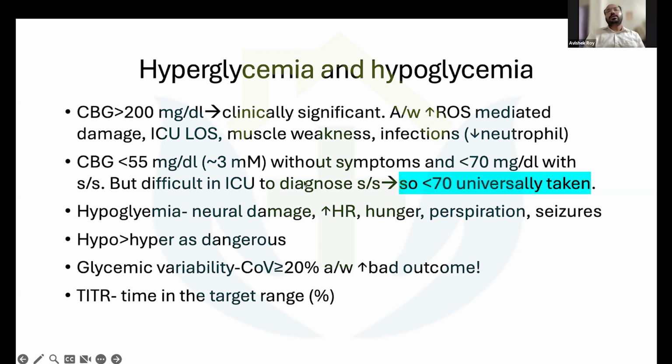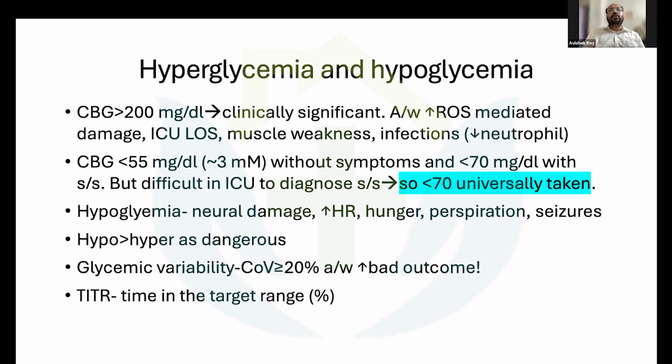However, in the ICU, the patients are often obtunded. They have multifactorial reasons for getting admitted. They might have sepsis, they might be intubated, they might have encephalopathy. So assessing a patient's sensorium or signs of hypoglycemia is very difficult. In that case, less than 70 is taken as a universal definition of hypoglycemia.